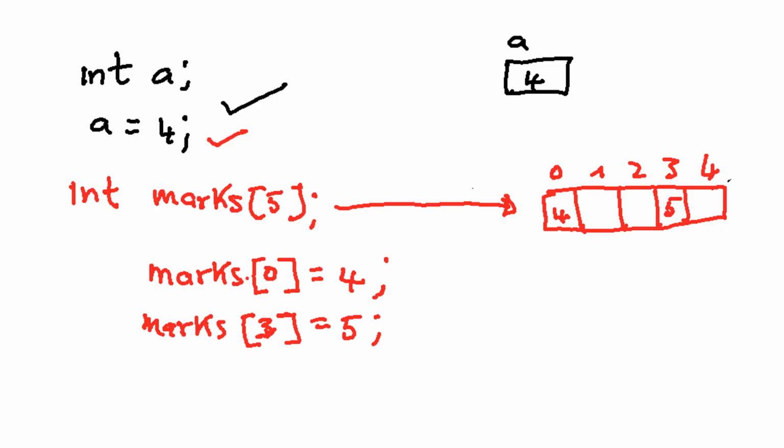But you realize that this method is very long. Why? Because imagine that you have an array of 100 elements. Are you going to do this thing for the 100 elements, meaning max of 0, you store this, max of 1, max of 2, and so on and so forth? It's too long. So this is another method of initializing the array.